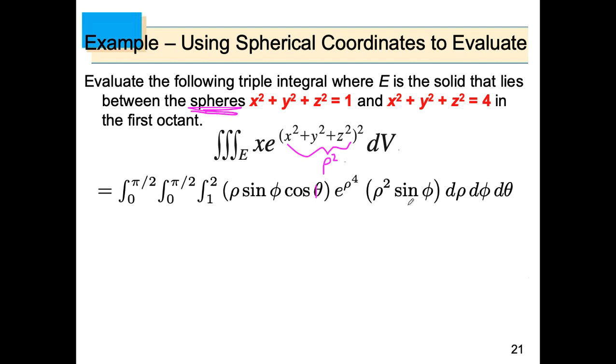And we end up getting this right here. So it should make sense that x is rho sine phi cosine theta. That's what became of this in front of the e. And then it's e to the rho to the fourth power. Well, it's rho to the fourth because here I have rho squared and it's being squared again. That's how I got rho to the fourth. And once again, please do not forget, dv must be replaced by all of this, just like before.